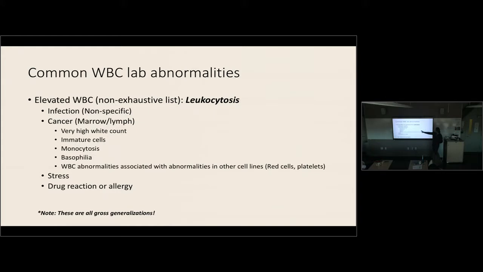Those cell lines that aren't that common, the monocytes and the basophils, if those are really elevated, that's really worrisome for a cancer, because generally speaking, there's not a lot of things that make our body produce a lot of those, other than some problem going on in the bone marrow.